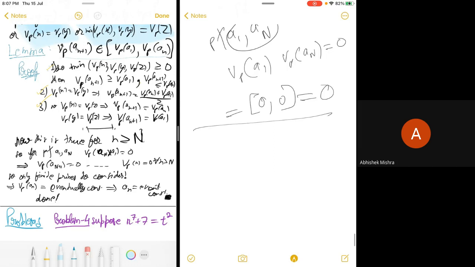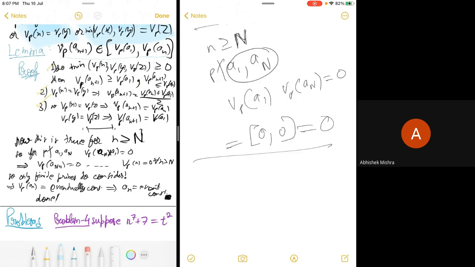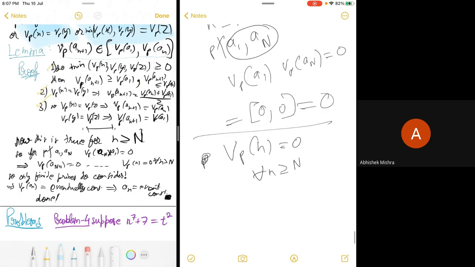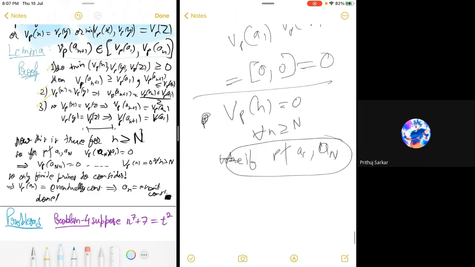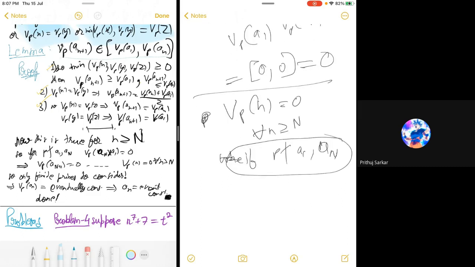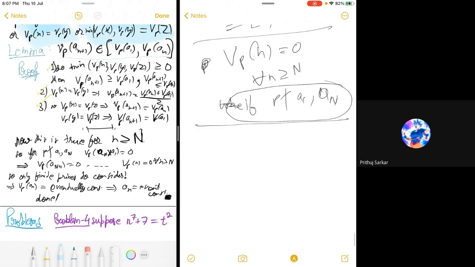So that means only the primes. After getting Vp of a_{N+1} equal to 0, you can just continue. So that means Vp of a_n is 0 for all n greater than or equal to N, if P does not divide a1, aN. Now there are only finitely many primes P which do divide a1 and aN. So we just need to consider those finitely many primes.